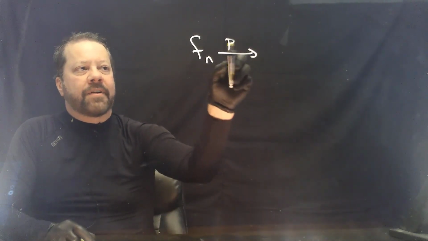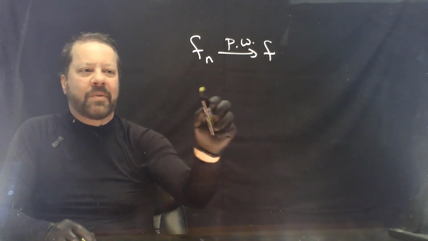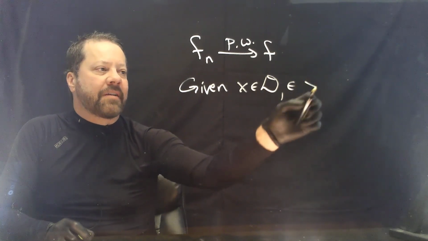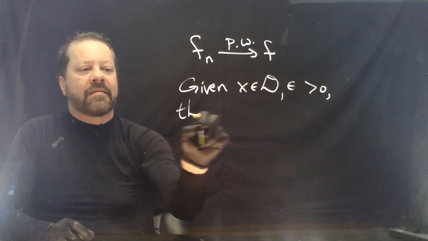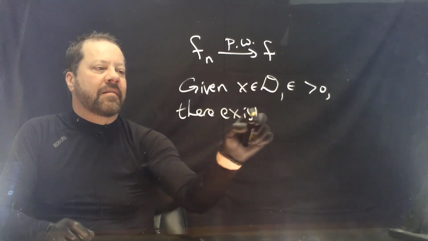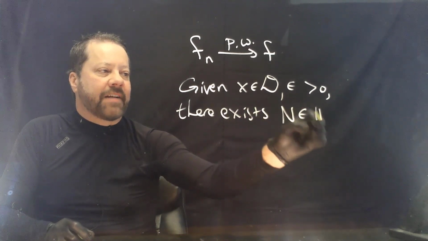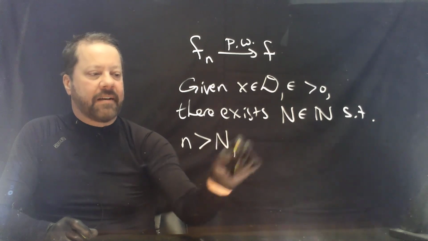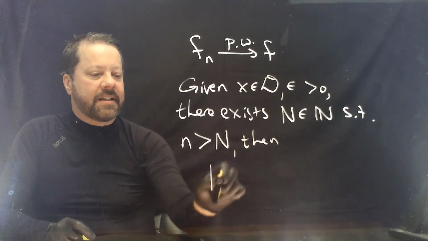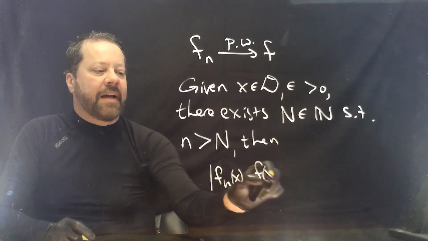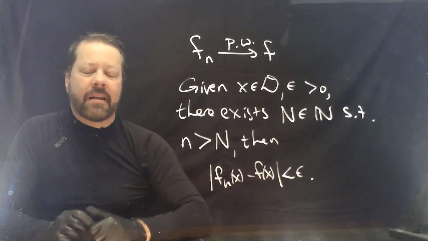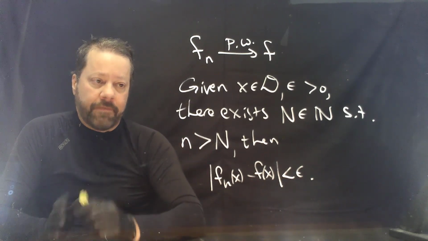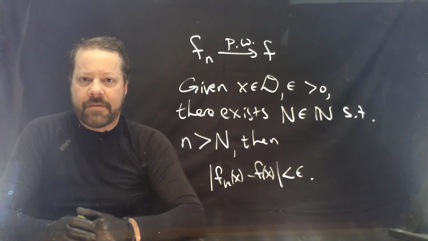For pointwise convergence, we say that given x in the domain and epsilon greater than 0, there exists some N in the set of natural numbers such that if n is bigger than N, then the distance between f_n of x and f of x is less than the given epsilon. So that defines pointwise convergence from before, but there's another convergence form that we can talk about, and that's uniform convergence.